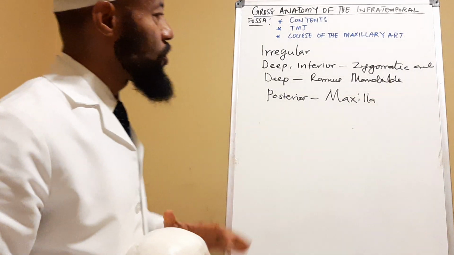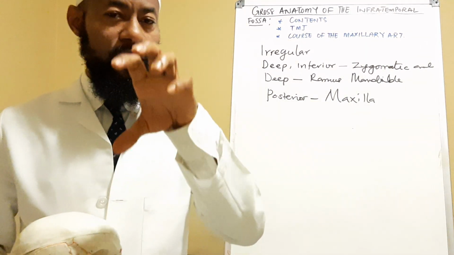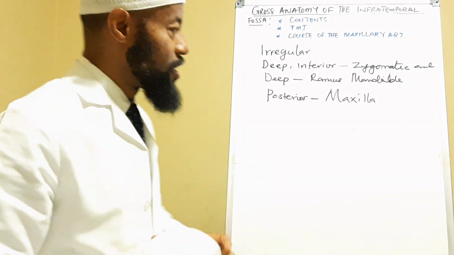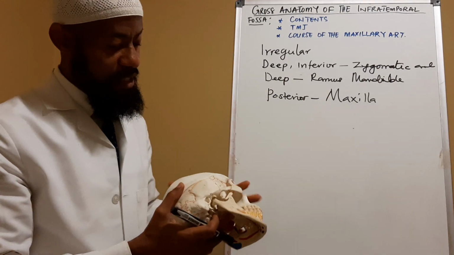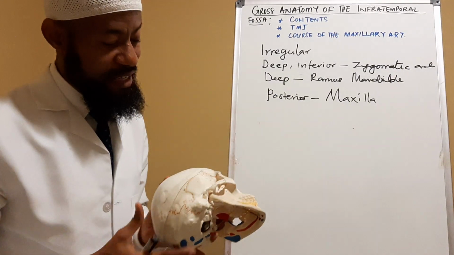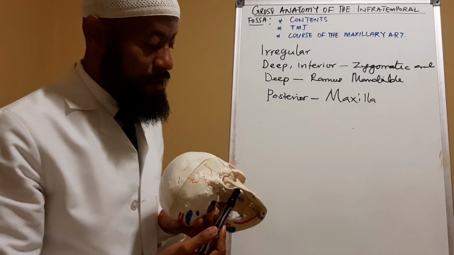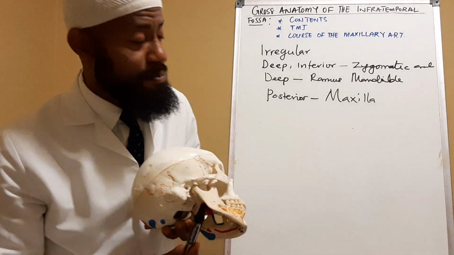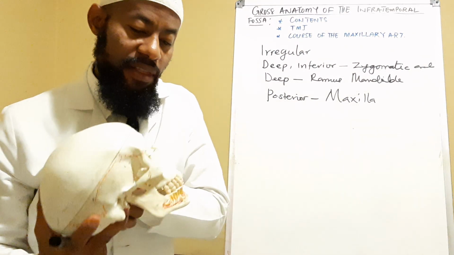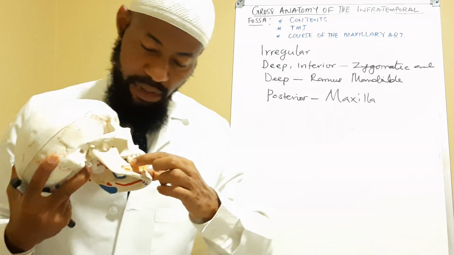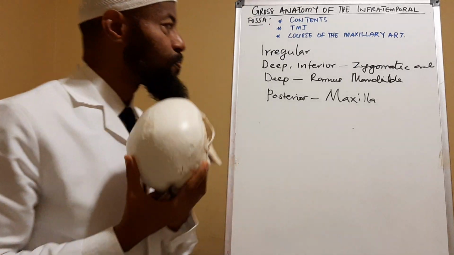Let us use this, because it is important that anatomy deals with precision. You have to be sure of what you're describing. So it is irregular in shape. It is deep and inferior to the zygomatic arch, so definitely it has to be somewhere there. It is also deep to the ramus, so that's the ramus. And it is posterior to the maxilla. This is the maxilla, and this is the mandible. So it has to be somewhere here. That's the space we're talking about.